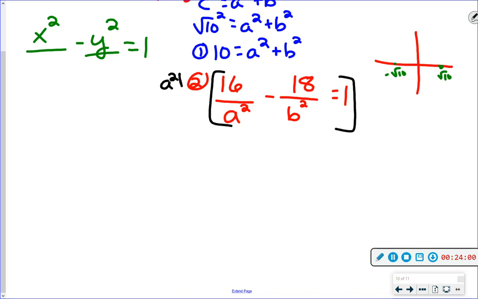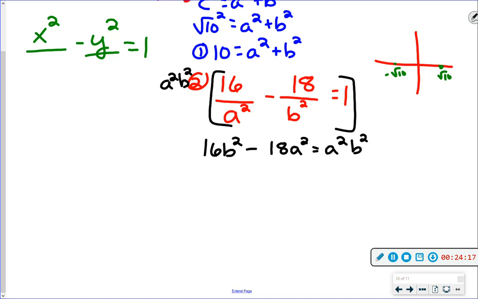So let's take a look. The a squareds would cancel here, so I'm going to have 16b squared. The b squareds then would cancel, so 18a squared. And a squared, b squared times 1. Okay. This is ugly. It is.